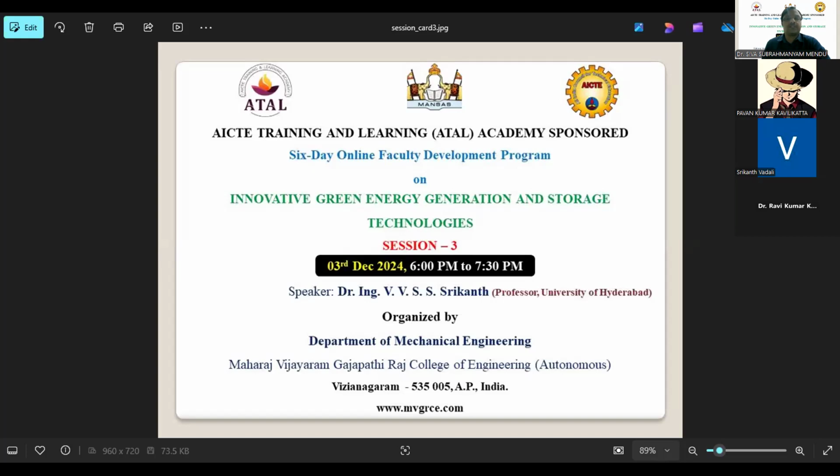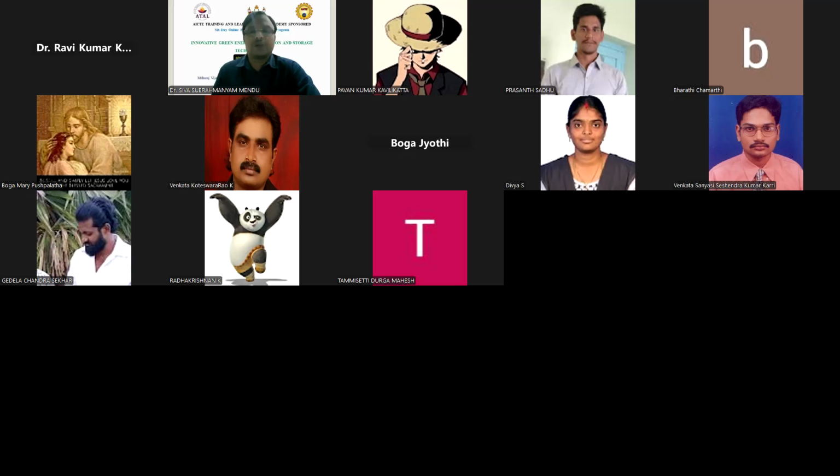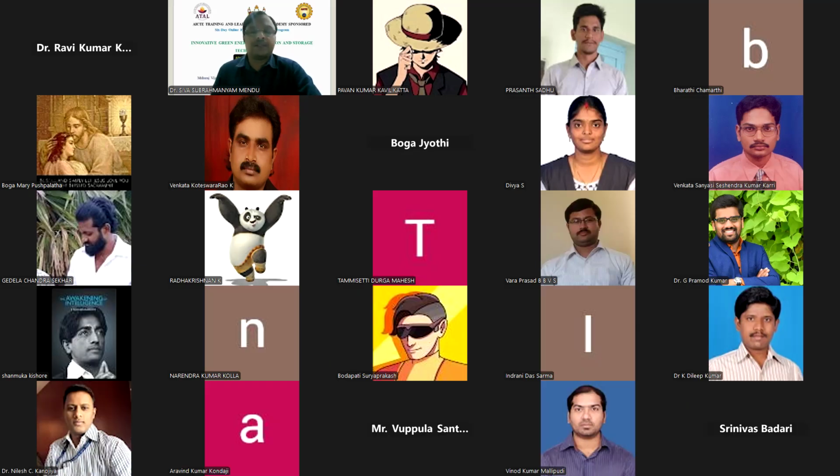The speaker for this session is Professor VVSS Srikanth, School of Engineering Sciences and Technology, University of Hyderabad, an expert in surface and interface engineering, nanoscience and technology, the development of innovative materials for energy storage and environmental applications. Professor Srikanth will share valuable insights into the energy storage materials today. The second session will focus on how renewable energy systems are designed and how new ideas and technologies are making these systems more efficient and reliable.